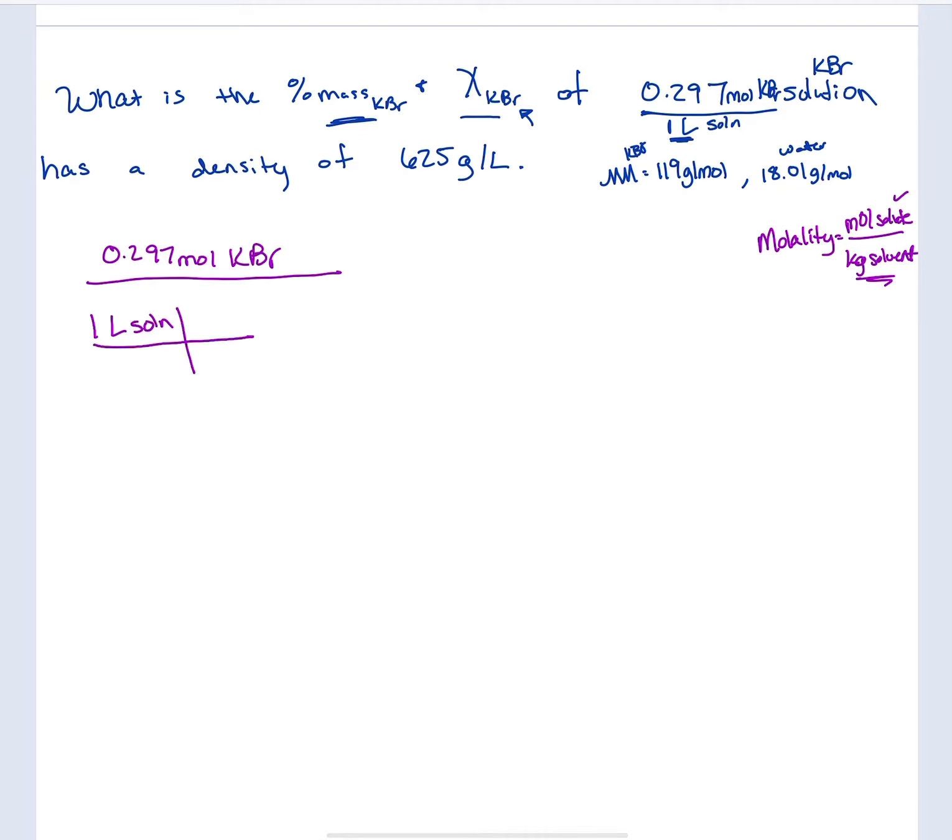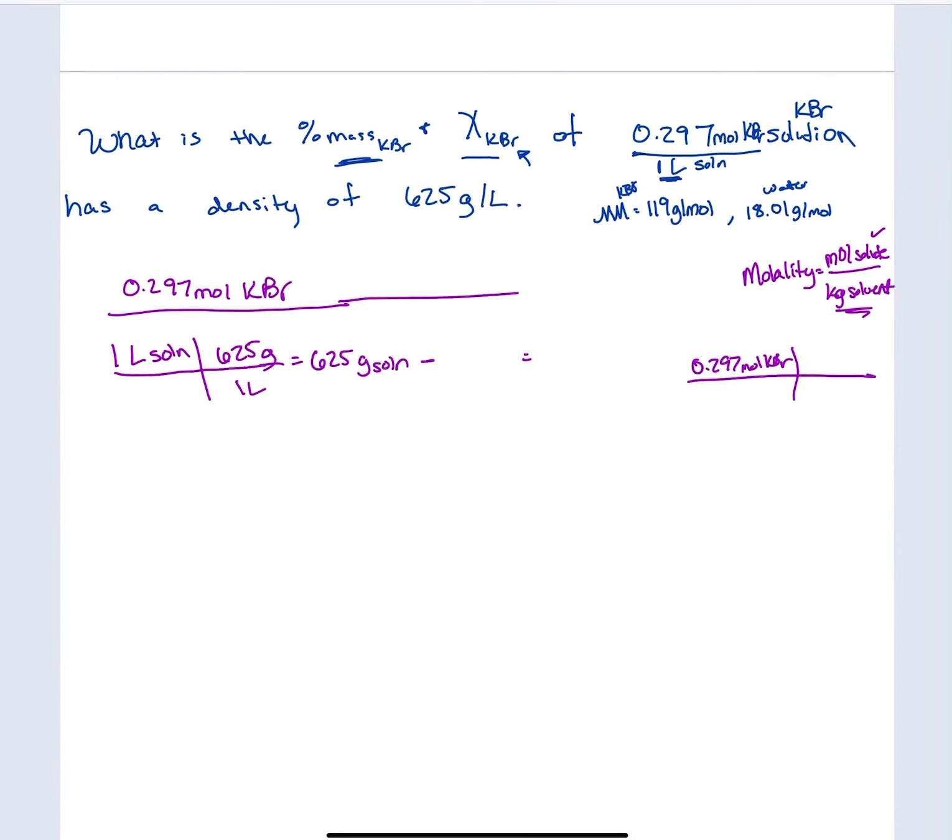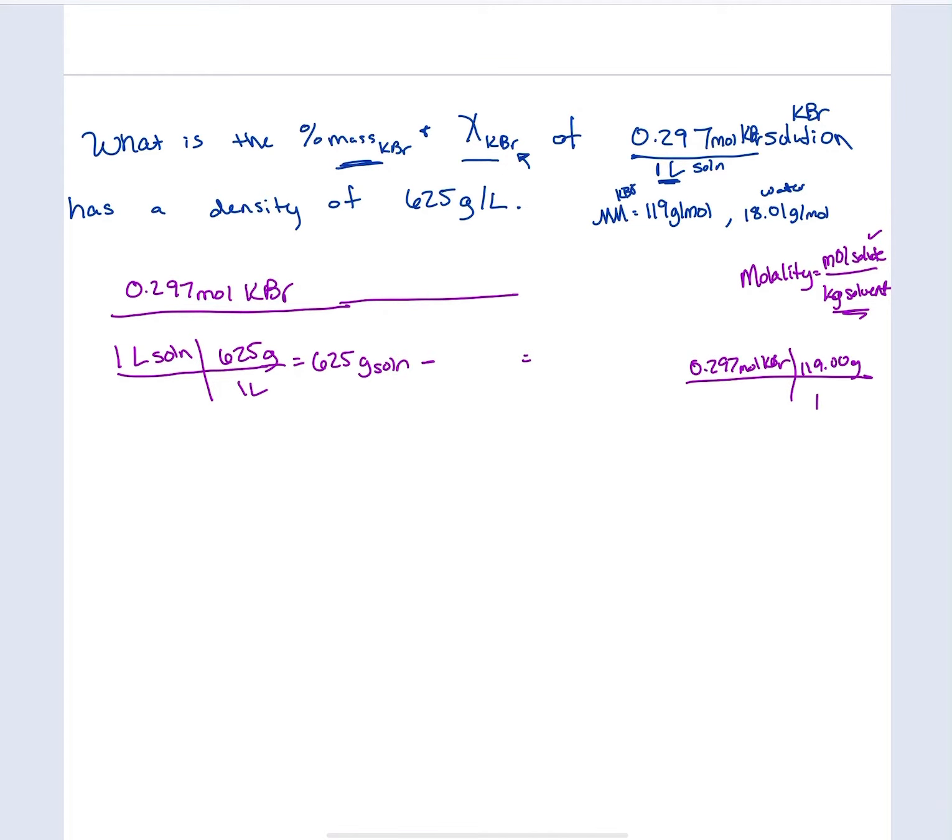If you remember what we did earlier, we used the 625, which was the density of the solution, to get to the mass of the solution, which of course you can do in your head, is 625 grams of solution. Now we need to figure out how many grams of solvent. So I need to take my 0.297 moles of KBr on top, and I'm changing it to grams, like I did last time: 119.00 grams in 1 mole.